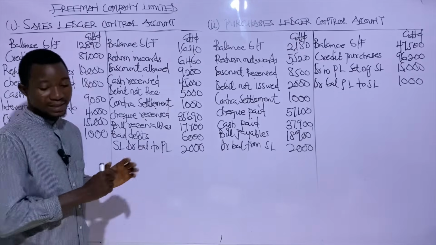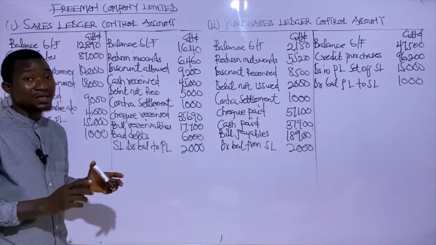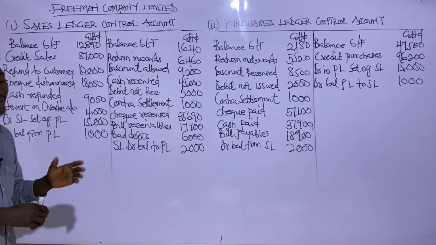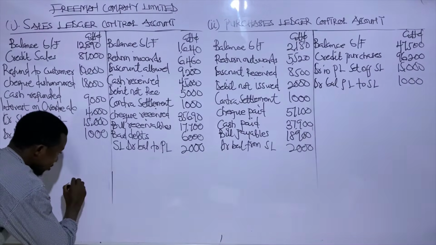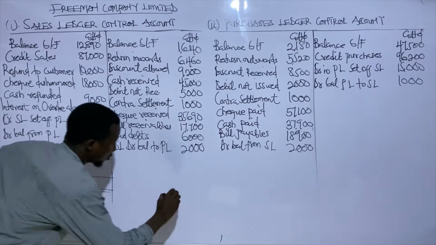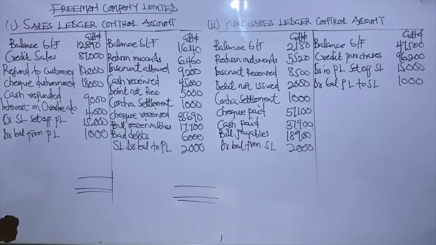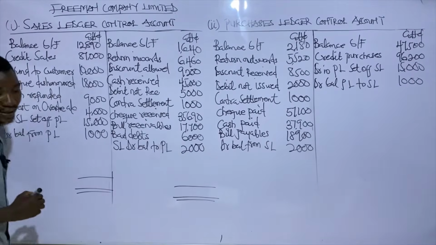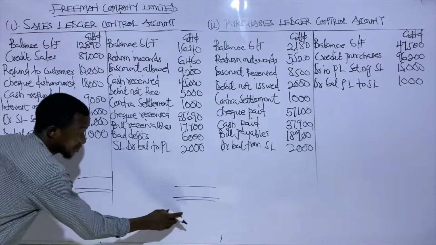A credit balance in the sales ledger, 35,000. Sorry, 3,500. It means we've reached where we're supposed to balance off this account. So we just have to close the account. They said that a credit balance in the sales ledger, right? Meaning that there was a credit balance.